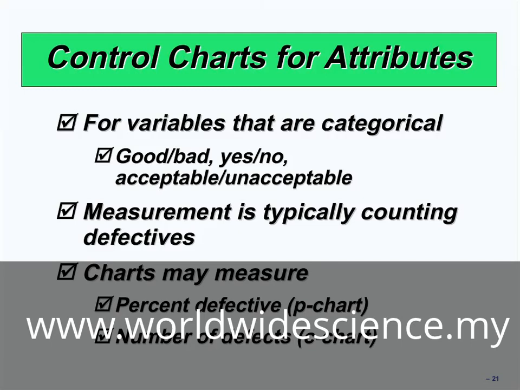For example, the level of hard working for a person. There is no tool that can help you to measure the level of hard working for a person. Good, bad, acceptable, unacceptable, yes, no, all of them are attributes. We can compare them together.